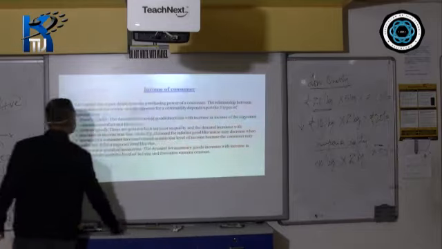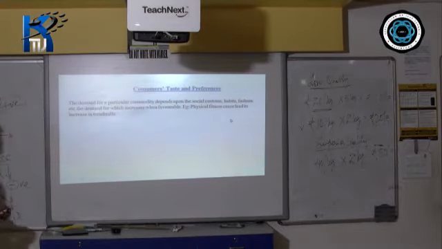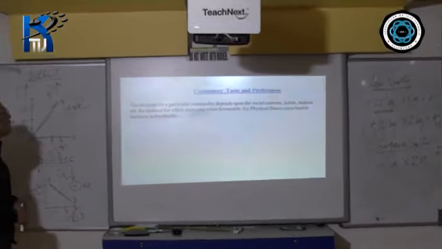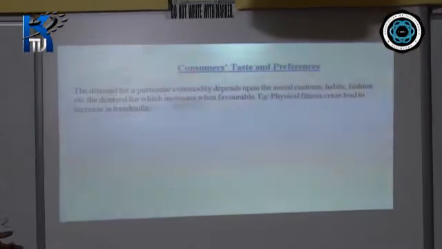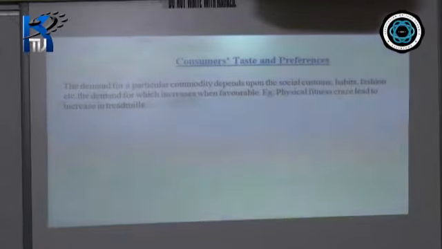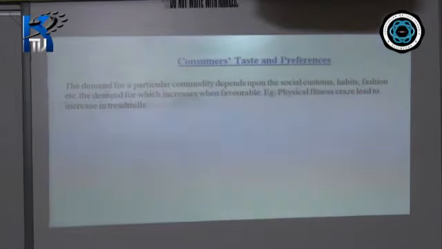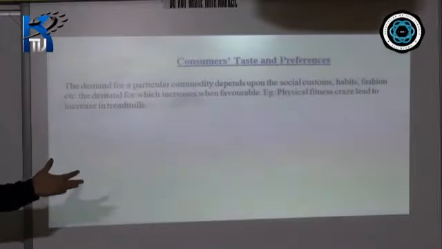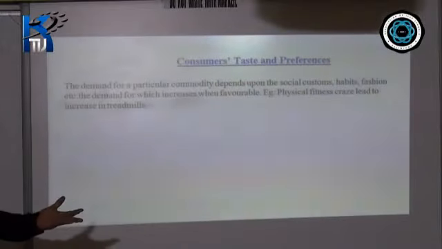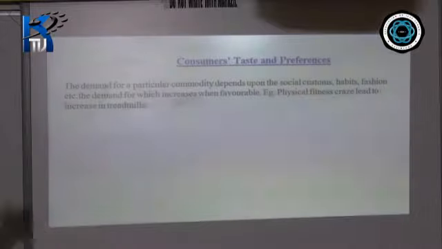The next, consumers' taste and preferences. The demand for a particular commodity depends upon the social customs, habits, fashions, the demand for which increases when favorable. When favorable means, for example, there's a trend in the demand, people like to have that, so the demand will increase. Unfavorable means that people are not going to buy it. The demand won't be there.